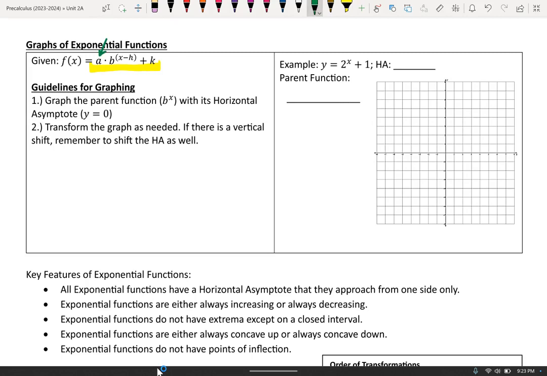We have our a value that's going to give us our vertical dilation. We have our h value that's going to give us our horizontal shift, and our k value that's going to be giving us our vertical shift there.